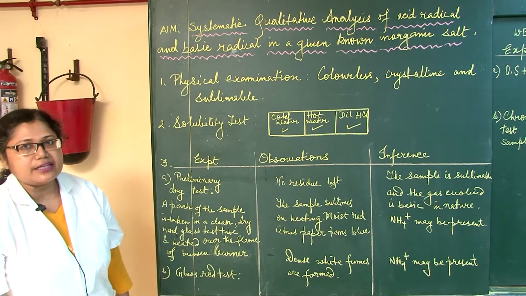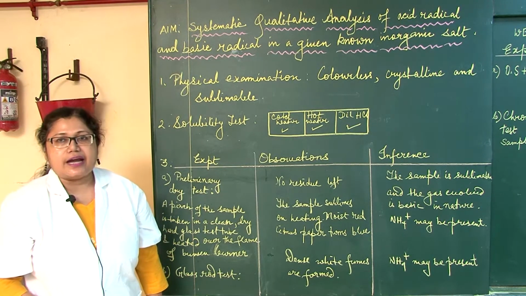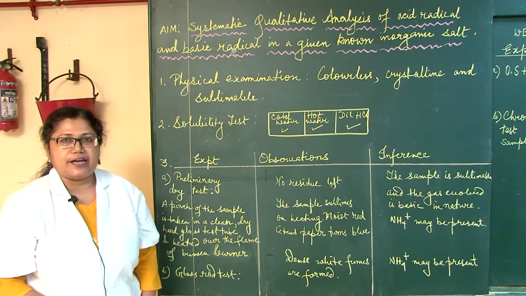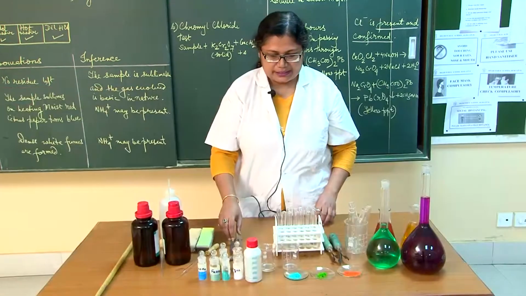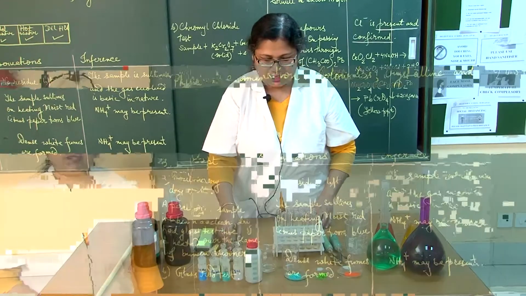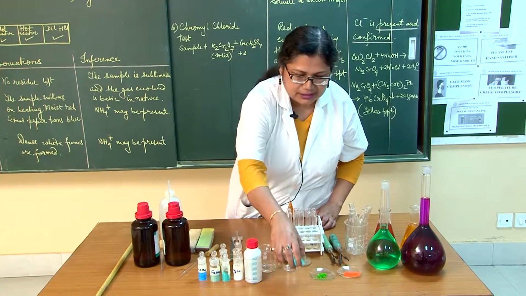The basic radical that comes from base, it is also known as cation, and acid radical which comes from acid, it is also known as anion. Now, our systematic qualitative analysis involves a series of chemical tests, and before that we must take up the physical examination of the dry sample.